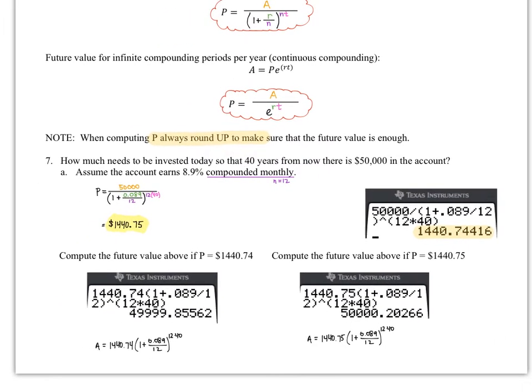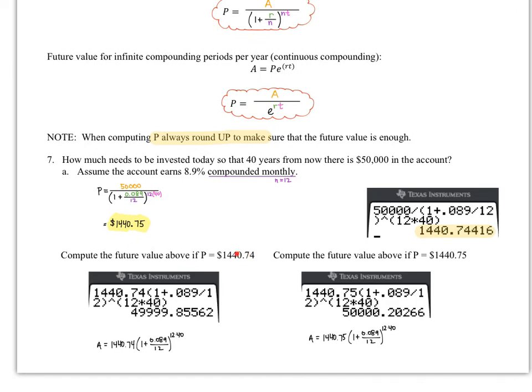Let's suppose we let P be, if we were rounding down, 1440.74. If we throw that onto our calculator after 40 years, you're going to notice we're not quite at $50,000. But if we round up to 1440.75 and throw that onto our calculator to figure out the future value after 40 years, we can see that we are over $50,000. So we want to make sure that we do round up.